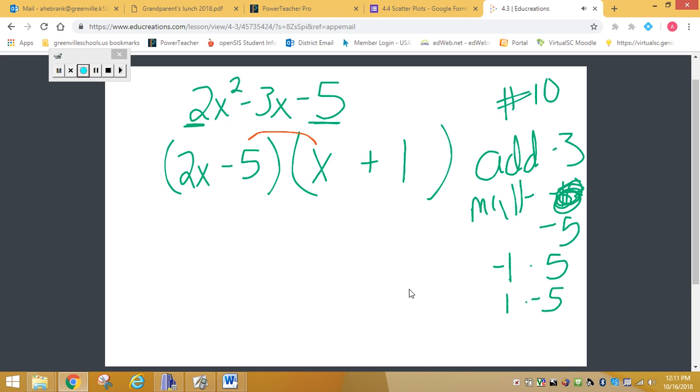Because when I multiply here, I would get negative 5x. And I want them to add up to be negative 3. So when I multiply here, I would get a 2x. And negative 5x and 2x gives me negative 3x. So no real easy way to cheat that out. You just kind of got to try, guess and check until you figure out what goes where.